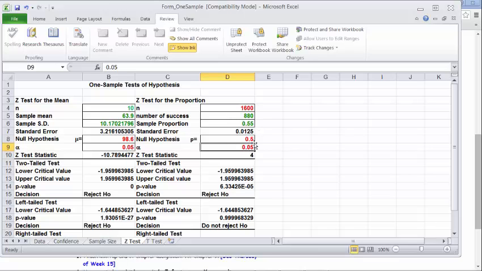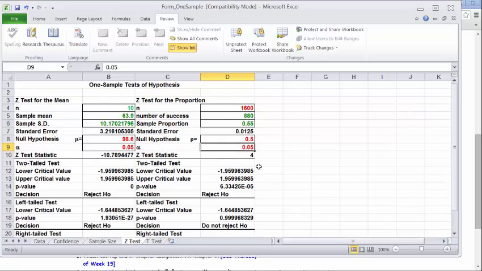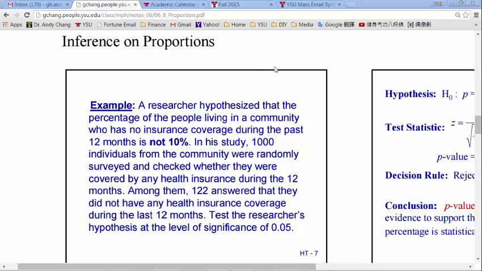Now, this worksheet is designed so that it automatically calculates the p-value if you do a two-sided test, the p-value if you do a left-tailed test, and the p-value for a right-tailed test, and also the decision whether you reject or do not reject the null hypothesis based on the alpha level that you use for the test. So it helps you do the z-test for proportion very quickly. As soon as you plug in the right information in the right place, you get the one-sample test for proportion right away. Okay. Let me show you how to use this Excel worksheet to work on this example.